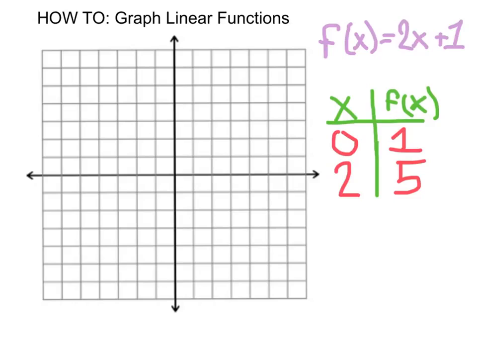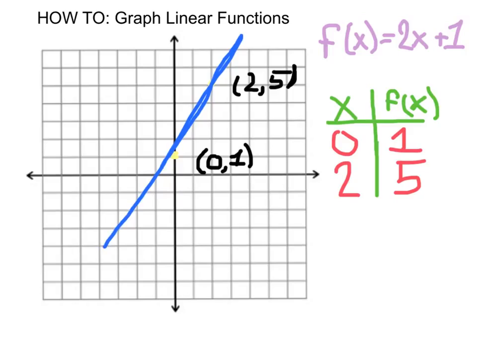Now let's plot our points. Our first point is (0, 1). Our next point is (2, 5). And our final step will be to connect the dots to make your graph. A word to the wise, be sure to use a ruler when you draw your graph to make it as straight and accurate as possible.